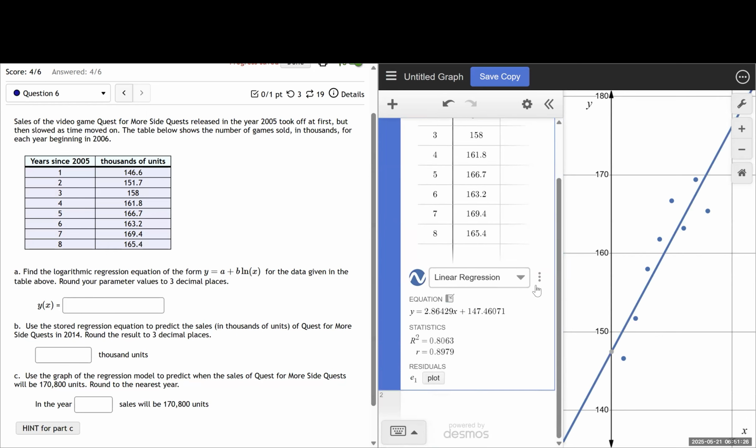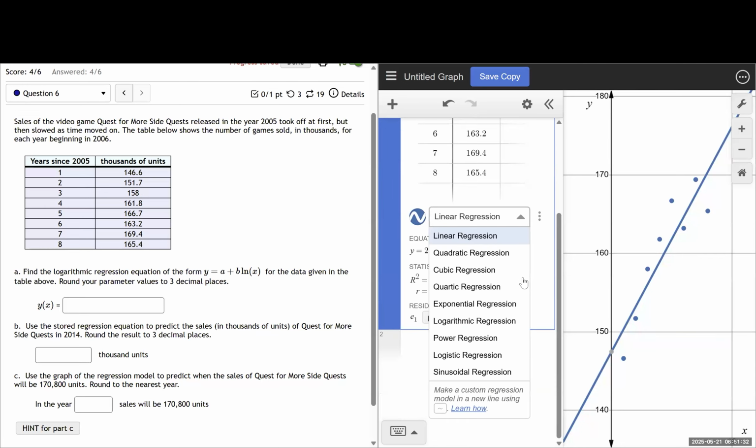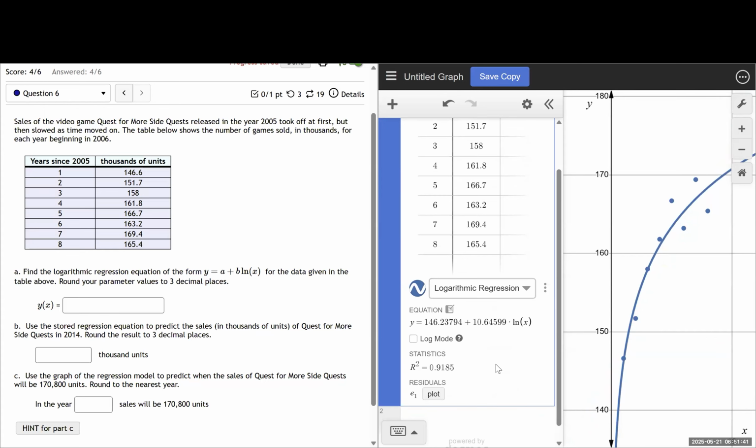I click on that, and the default regression is going to be a linear regression, so I can take a quick look at that, but we're specifically told to use a logarithmic regression. So I'm going to drop down the menu here and go to logarithmic regression. I'm also going to toggle into log mode. We're always going to use log mode in Desmos for either logarithmic or exponential regressions. That's what MyOpenMath will be expecting in the answers.